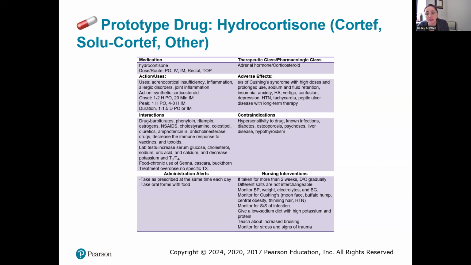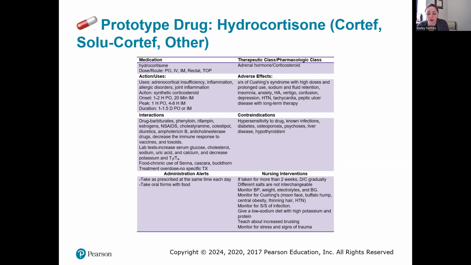Osteoporosis, psychosis, liver disease, hypothyroidism. We want to take the medications at the same time every day, and take the oral form with food. If it's taken more than 2 weeks, discontinue it gradually. But if you have Addison's, you're on it for a very long time. It's not a short-term thing.